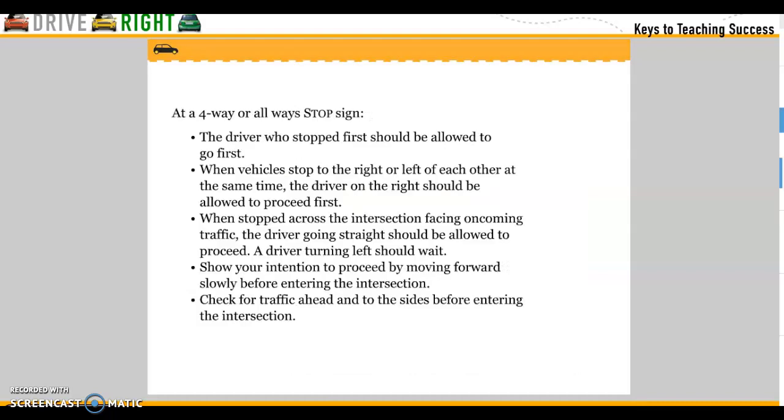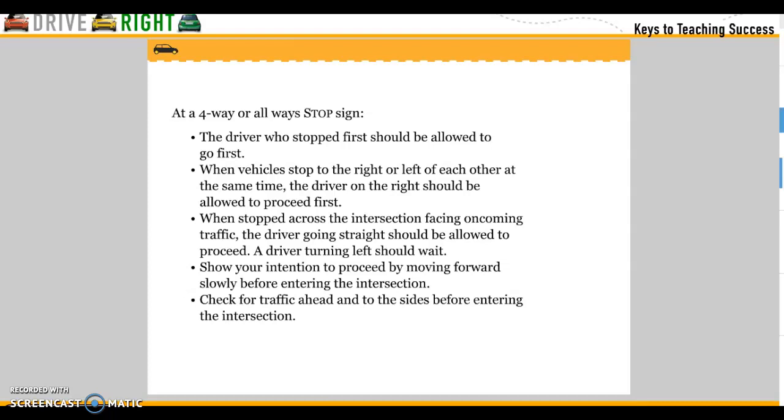At a four-way where all stopped, the driver who stops first should be allowed to go first. When drivers stop to the right or to the left of each other at the same time, the driver on the right should be allowed to proceed first. When stopped across the intersection facing oncoming traffic, the driver going straight should be allowed to proceed. A driver turning should wait.